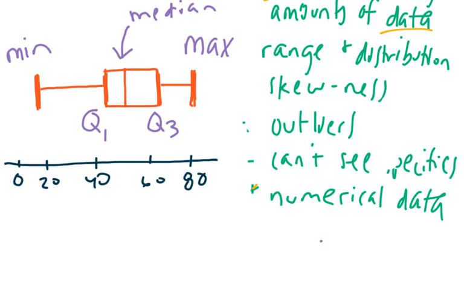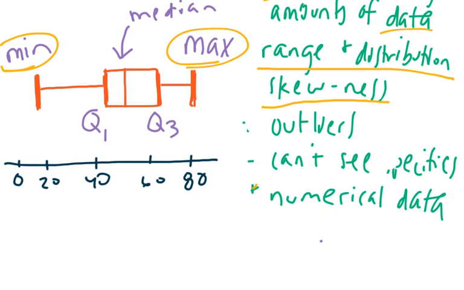And then box plots are also a good way to show the range and distribution of a data set. So I can see the range, I can see the minimum and the maximum here, and then I can sort of see how things are distributed. And part of that is the skewness, as we like to call it. So how skewed is the box plot?